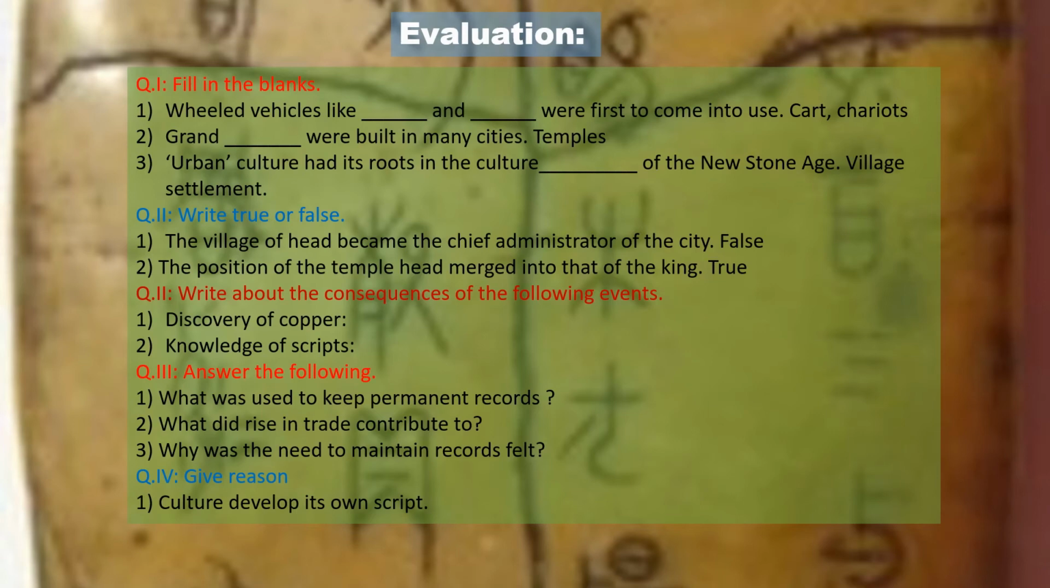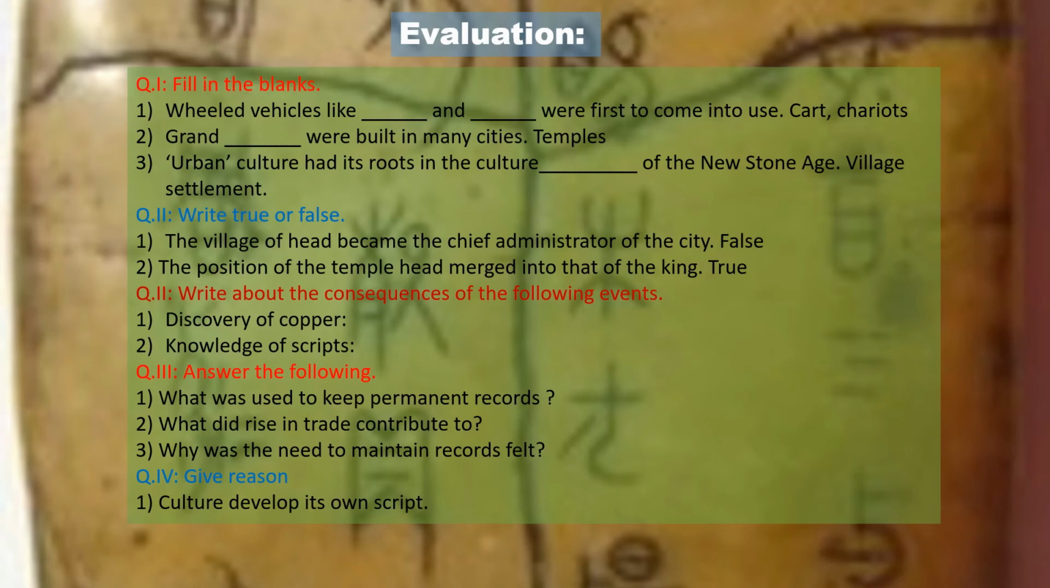Right, true or false? First, the village head became the chief administrator of the city. Answer: false. The position of the temple had merged into that of the king. Answer: true. Write about the consequence of the following events.